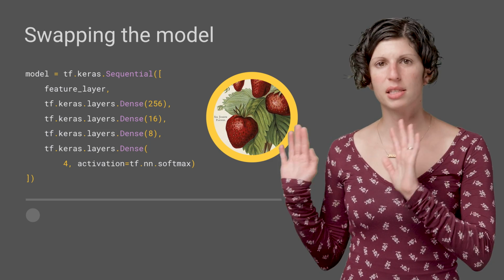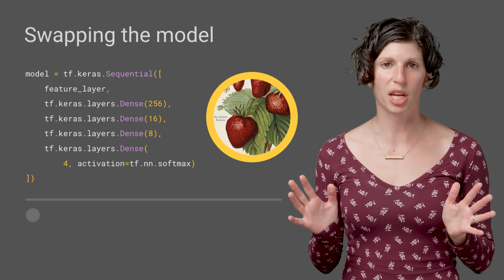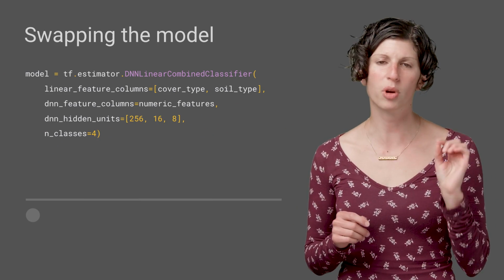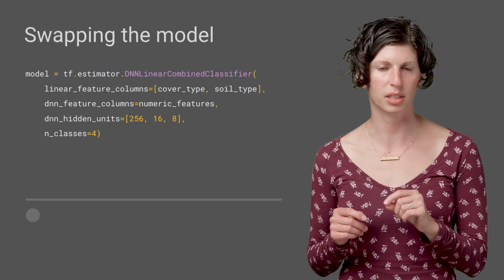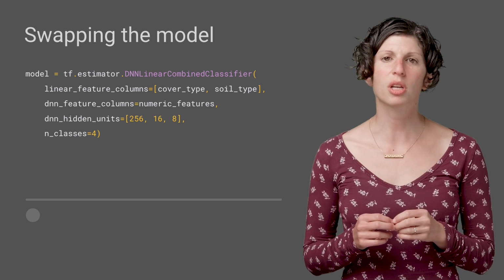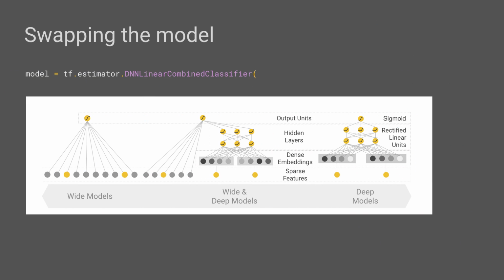To rewind, this is the model we had, a densely connected neural network. Let's try changing it. Here, we are using the same feature columns, but we're configuring one of the TensorFlow canned estimators. We are using the DNN linear combined classifier, which is also known as the wide and deep model. And that gives us an architecture that looks something like this, allowing us to trivially leverage all the research that went into developing this model structure.